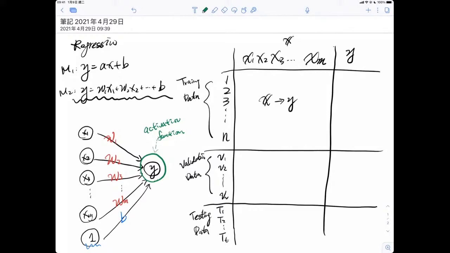So there's a basic question: do you believe our world is linear or non-linear? I would like to ask the students right here, okay?